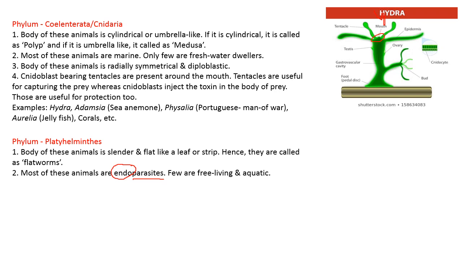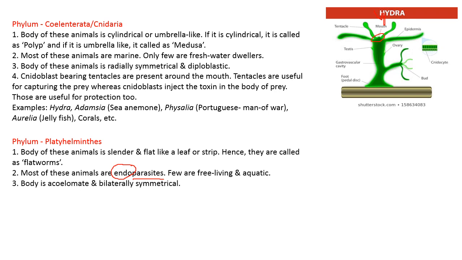A few are free living and aquatic. Free living means they do not depend on others, and aquatic means they live in water. So these Platyhelminthes animals are mostly endoparasites, depending on others inside their body, and some are free living and aquatic.